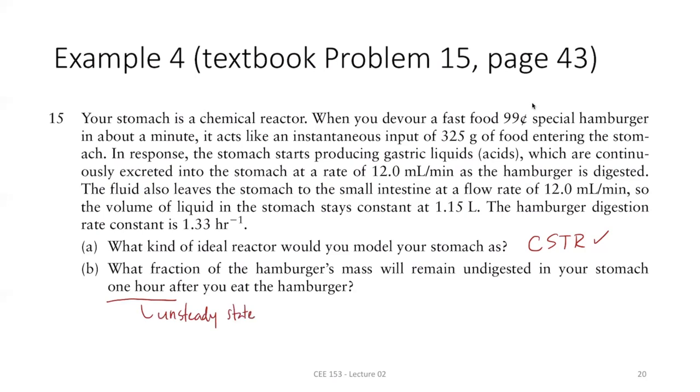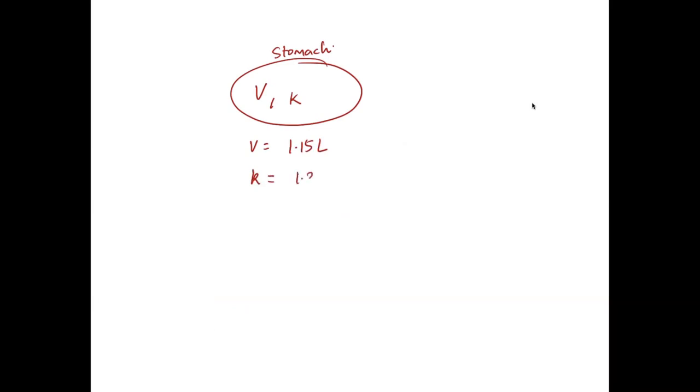So let me write the overall mass balance. So let's write, this is our stomach. Okay, the stomach has a volume and it also has reactions going on inside. So that's a K term given. So the volume of liquid is 1.15 liters and the reaction rate is 1.33 hour inverse. I'll just write that, okay. And you know that acid is coming in at a certain rate. So that's Q. And the concentration of what's coming in is also given.